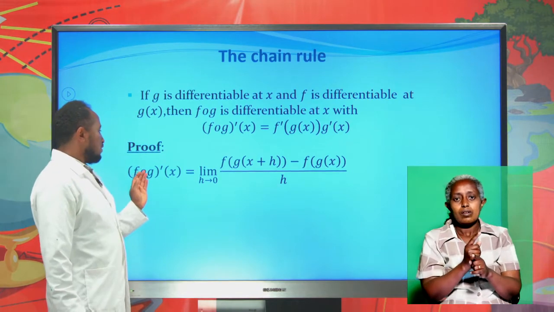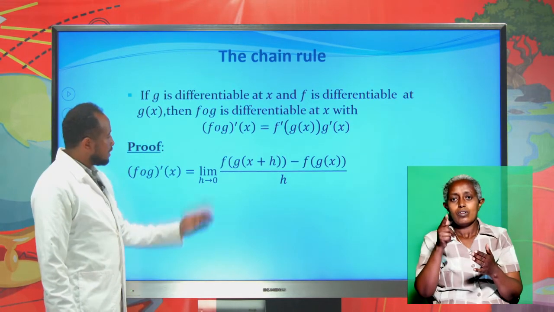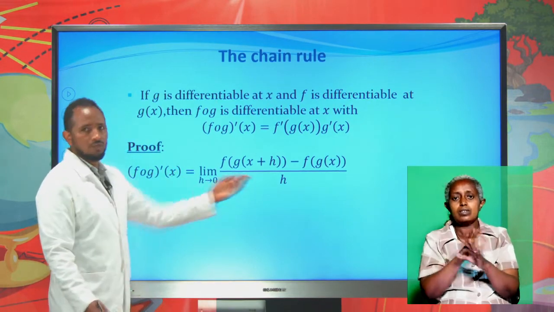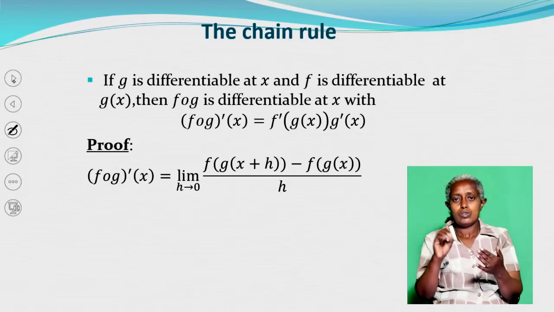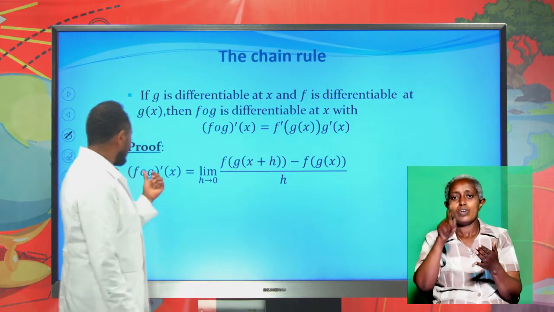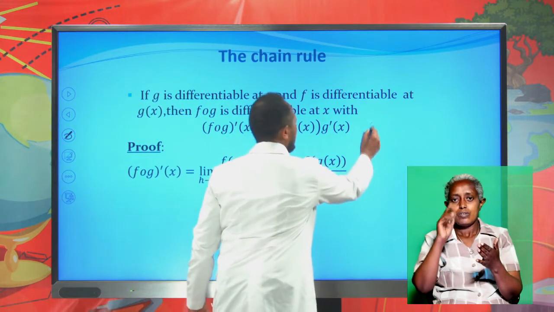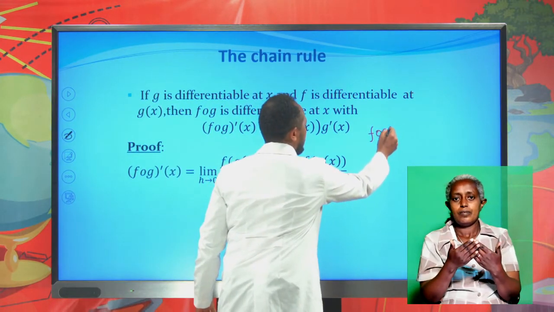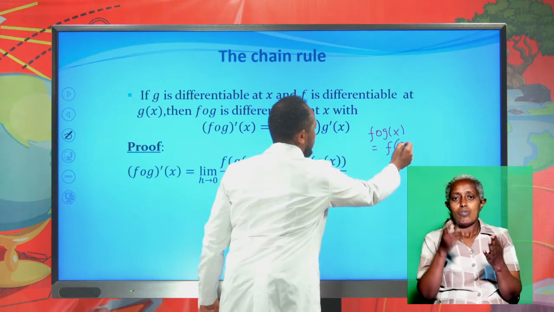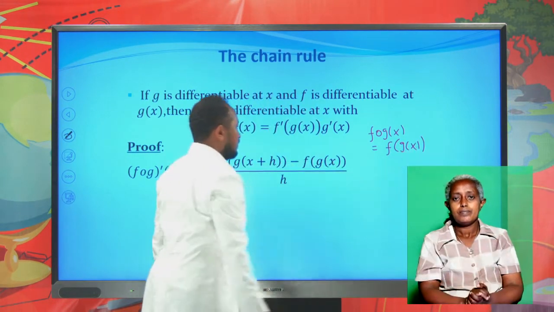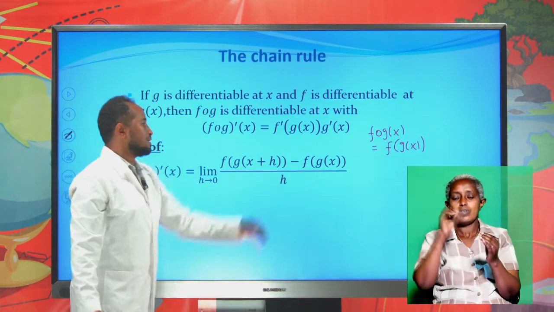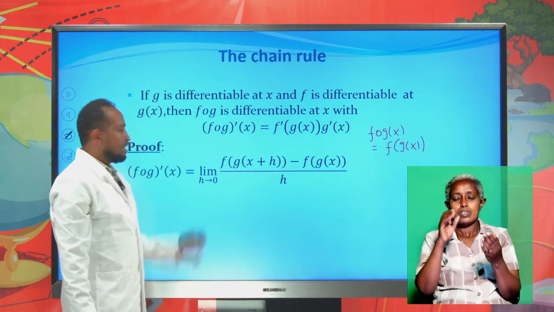Proof: (f∘g)'(x) will be equal to the limit, as h goes to 0, of this function at x plus h minus this function, divided by h. This function at x plus h means simply f of g of x plus h. By the way, f∘g of x is equivalent to f of g of x. Therefore, the derivative of f of g of x equals the limit of f of g of x plus h minus f of g of x over h, where h goes to 0.